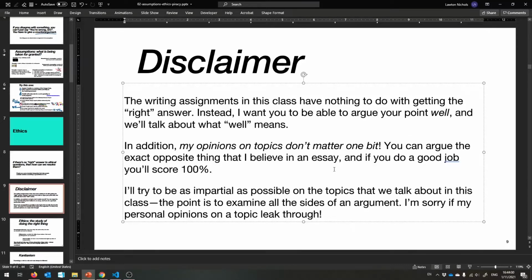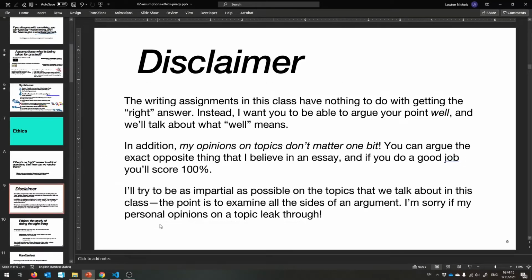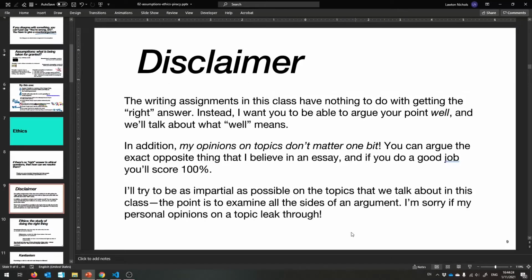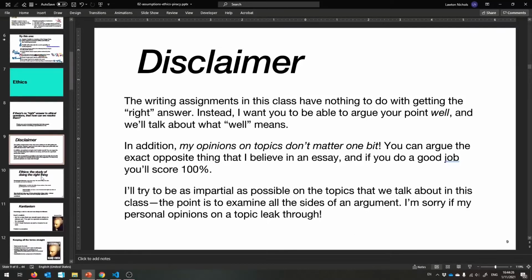Also, my opinions on topics don't matter at all. You can argue whatever I say, you can argue the exact opposite of whatever I say. If I actually tell you what I believe, I'm going to try my best to be impartial. And as long as you argue your point well and don't leave any holes in your arguments, you're going to get 100. So that's the idea. I'll try to be as impartial as possible, but sometimes it's just so obvious what I think that I can't not tell you. So that is my little disclaimer, but now we're ready.